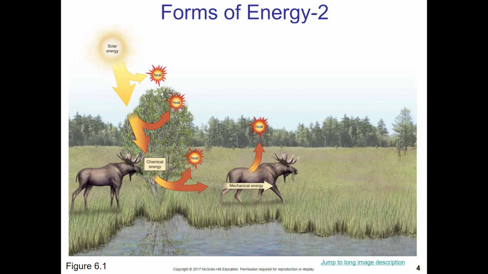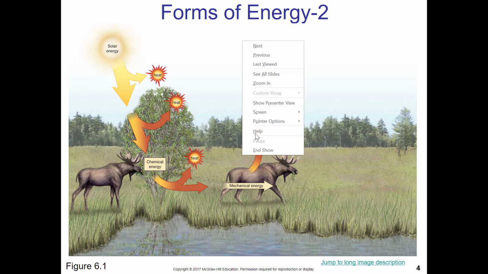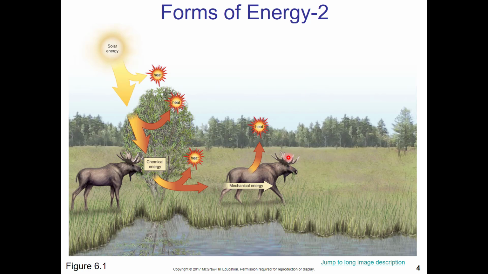And so in this diagram here, you can see that the plants are making high energy molecules like sugar. And you can see here the moose eating them. And so you can see chemical energy right there. Chemical energy here would be the sugars that the moose is eating. And then what the moose does is he changes that energy from its potential form to a kinetic form, into mechanical energy. Okay? So there we go.